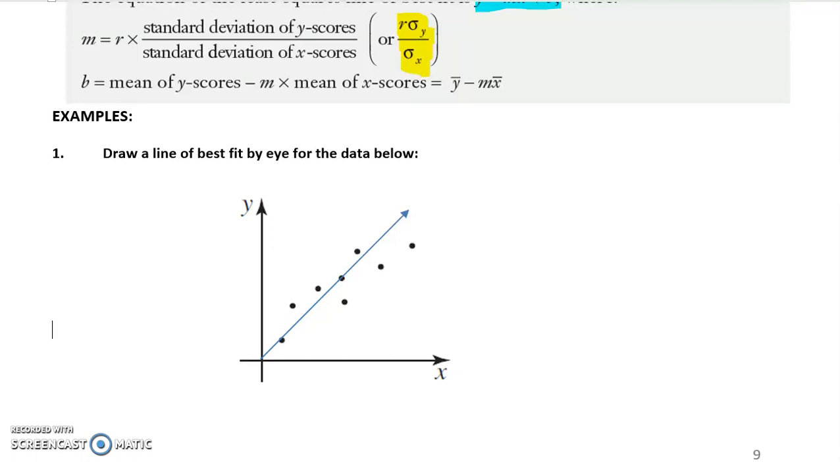The b or the c in our case is the constant, the y-intercept, and it can be calculated using the mean of the y-scores minus the gradient times the mean of the x-scores, okay, and that can look like this.